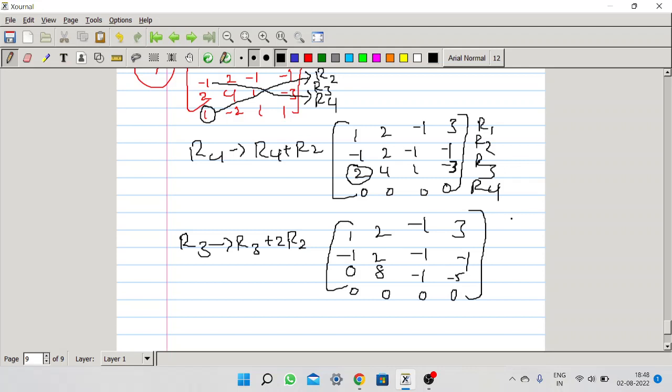So is it in row echelon form? Still no. R1, R2, R3, R4.